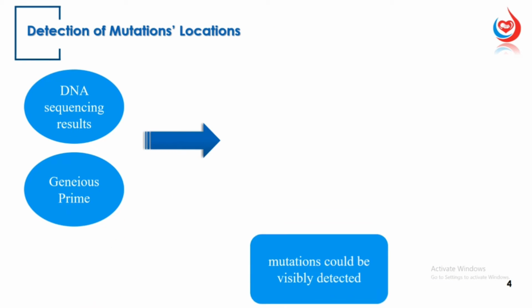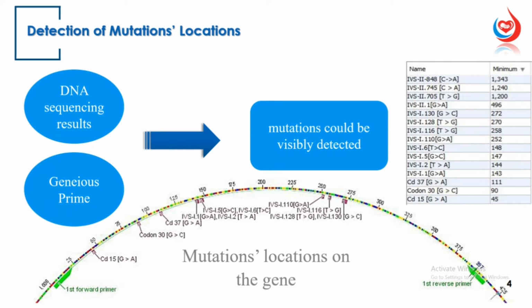After DNA sequencing, results are generated in FASTA file format and uploaded on Geneious Prime. Then, genes of thalassemic patients are compared with a standard gene of a healthy human in order to find the location of mutations in these genes. Therefore, mutations could be visibly detected as shown in this figure. The table shows mutation names and locations on the HBB gene. We notice that most of the mutations are positioned between base pair number 45 and base pair number 272.